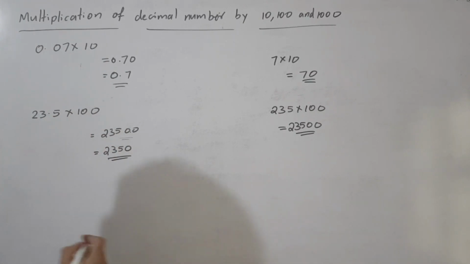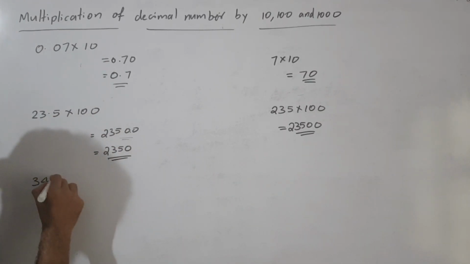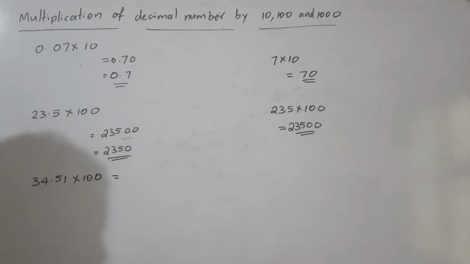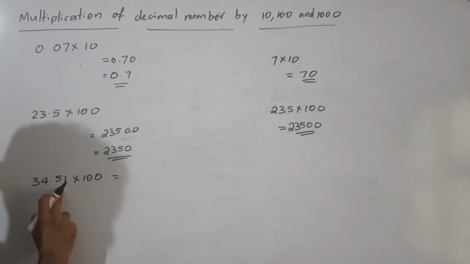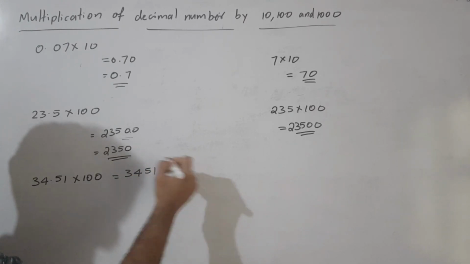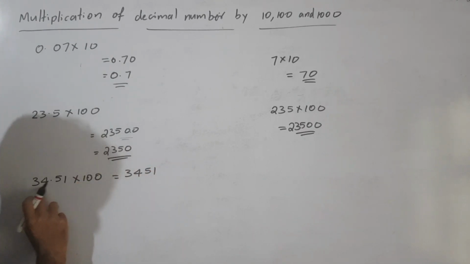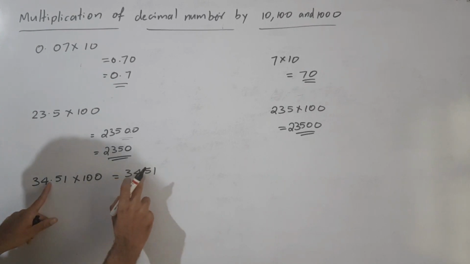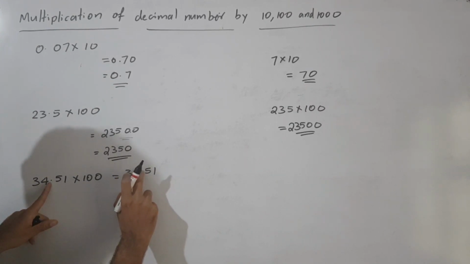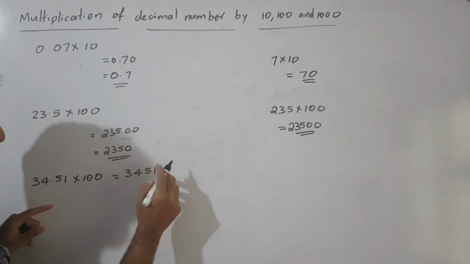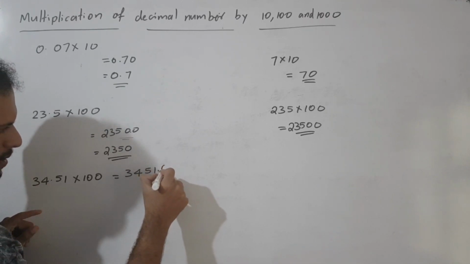For example, listen, 43.51 into 100. How do we write the answer? First we write like this, 4351. Then it's not necessary to add 0. We count how many zeros here? 2 zeros. Now the decimal point is in front of 5, correct? So we start counting how many steps back? 2 steps back. First 1, 2.